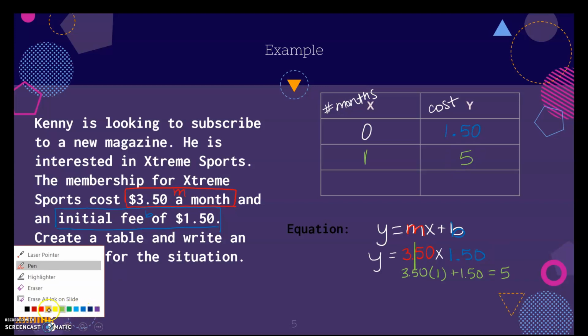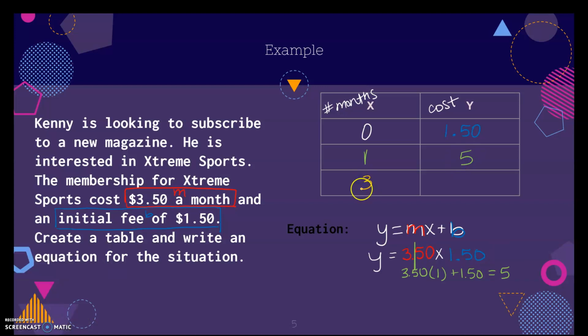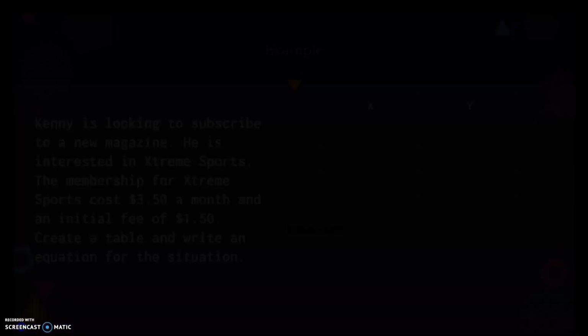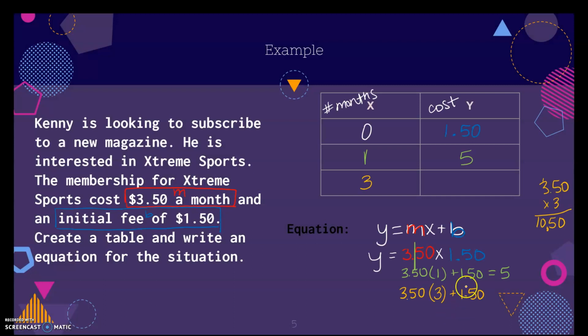Now let's see, what will it be after 3 months? Okay, so again, I'm going to plug 3 in instead of x. So 3.50 times 3 plus $1.50. So 350 times 3. 3 times 0 is 0. 3 times 5 is 15. 3 times 3 is 9 plus 1 is 10. 2 numbers to the right. Okay, so 2 numbers to the right, so it's 10.50. Okay, so this is what we're going to be doing today.